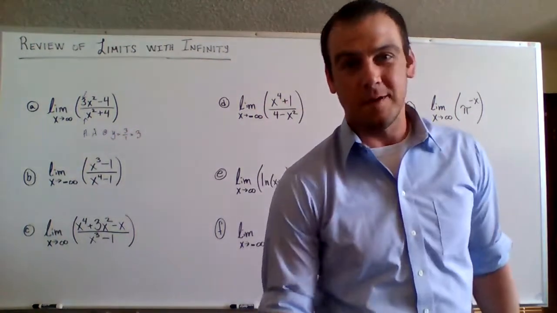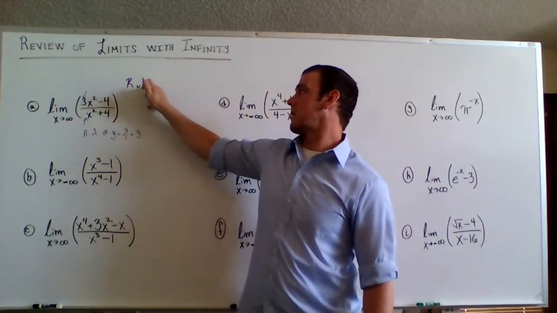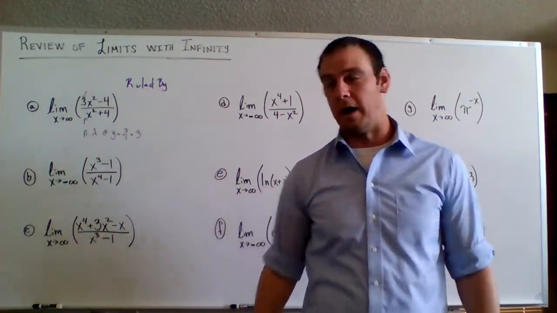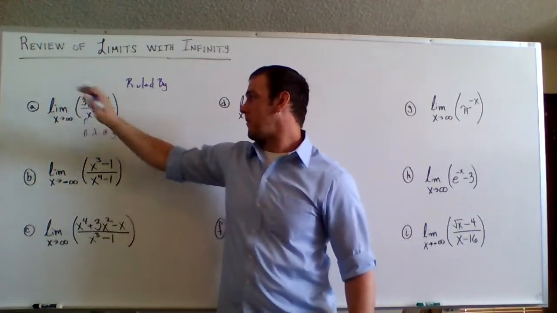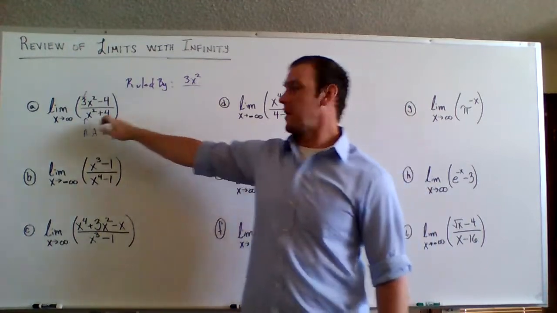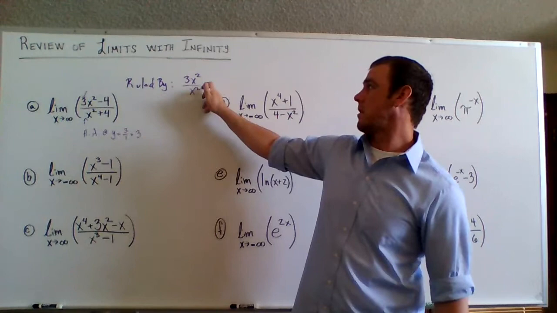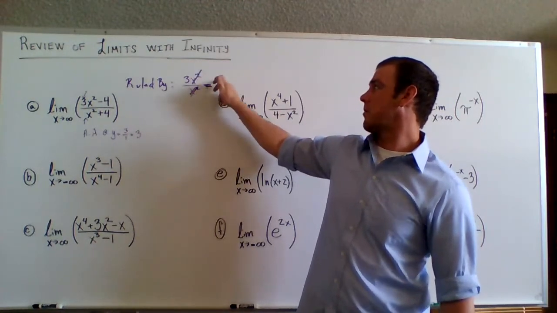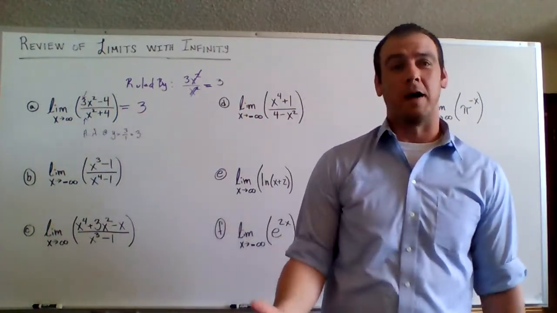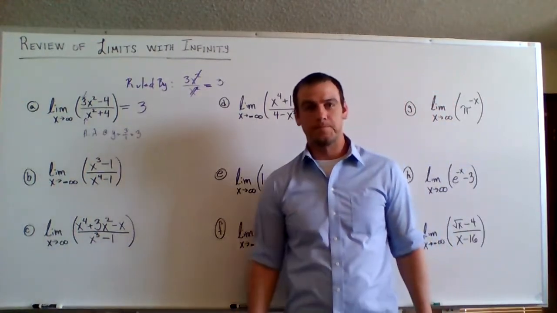Another way to think about this is "ruled by." On A, our end behavior is really going to be ruled by the most powerful thing on top, which is 3x squared. The most powerful thing on bottom is x squared. That's going to reduce: my x squareds cancel, which leaves just 3. So there are two different ways to think about this: ruled by, or where is your horizontal asymptote happening graphically?